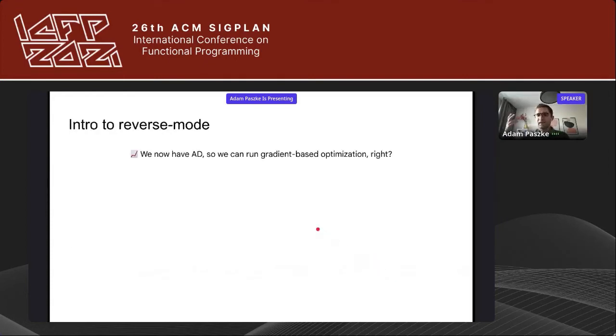So, okay, I guess this is roughly what it takes to do forward mode differentiation. I guess at this point you might be wondering, why is this even a paper? But this is not where the problems end. Now that we have AD, one thing that we would really like to do is run gradient-based optimization. That's the workhorse of AD. That's really what powers most of machine learning.